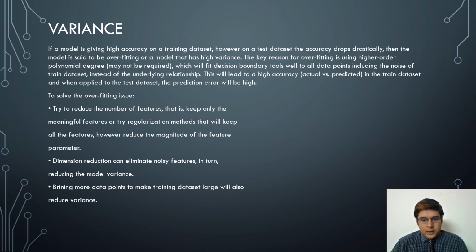To solve the overfitting issue, try to reduce the number of features, that is keep only the meaningful features, or try regularization methods that will keep all the features, however reduce the magnitude of the feature parameters. We have discussed this in the regularization section of our regression lecture. Next, we can use dimension reduction tools that can eliminate noisy features, in turn reducing the model variance, or bringing more data points to make the training dataset large will also reduce variance. So the more the training data size, the less the variance.